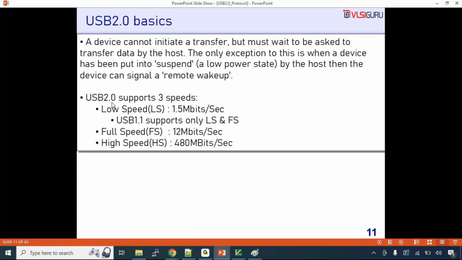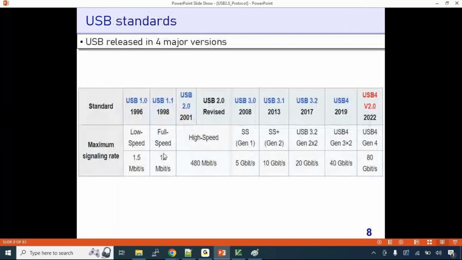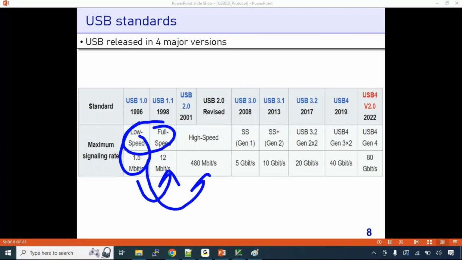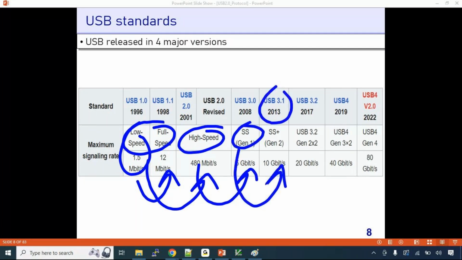Talking about USB 2.0, it supports three speeds: low speed, full speed, and high speed. See, the way you should understand is, this speed will be supported in this version. These two speeds will be supported in this version. This speed will be supported in super speed. Super speed will be supported in super speed plus configuration. Like that. They do that to maintain backward compatibility.